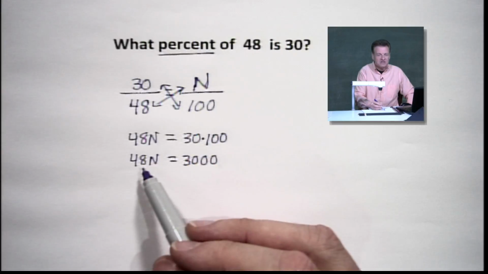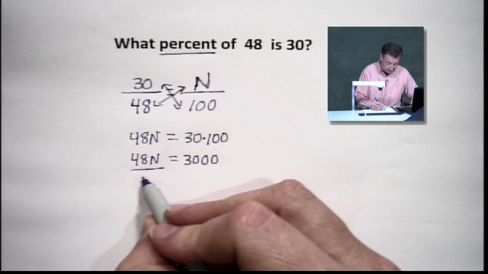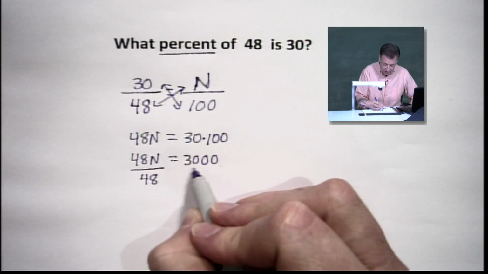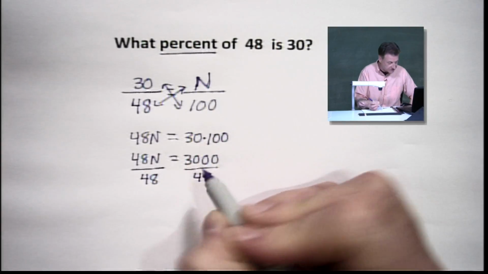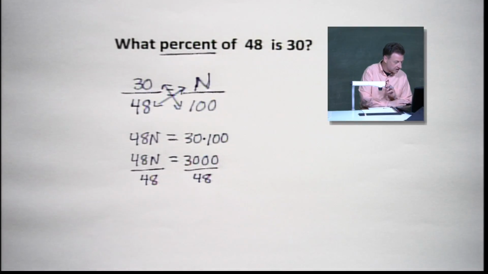Now it is time to divide by 48. Will it come out even? I don't know. We'll find out. Let's divide both sides by 48 and see what we come up with here. All right, let me clear out what we have. And let's take 3,000.